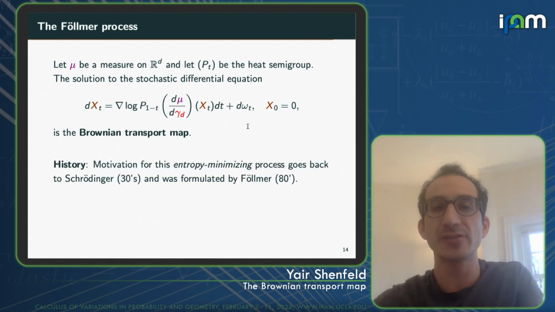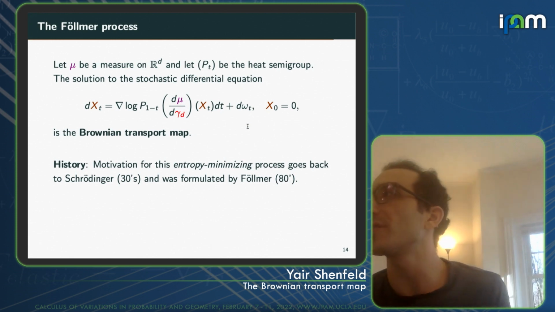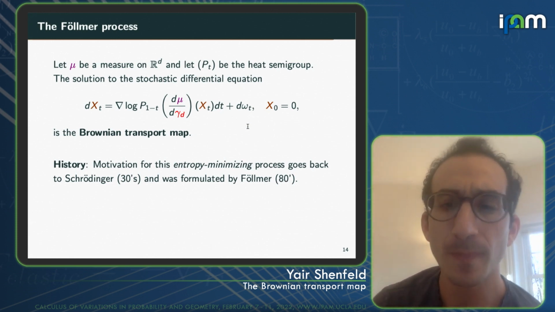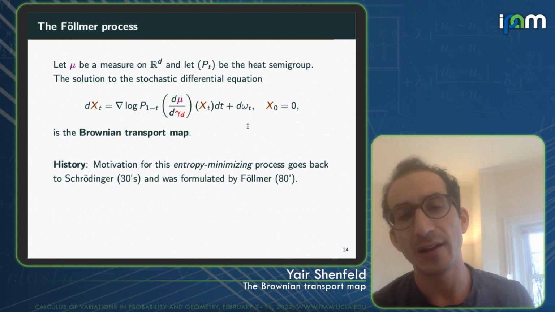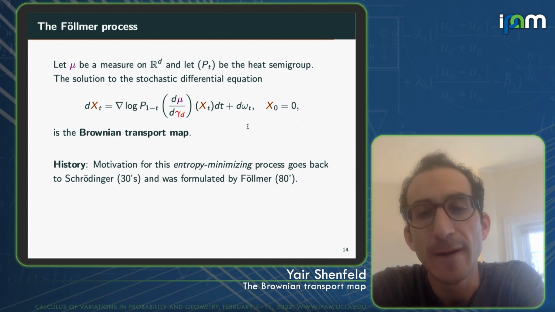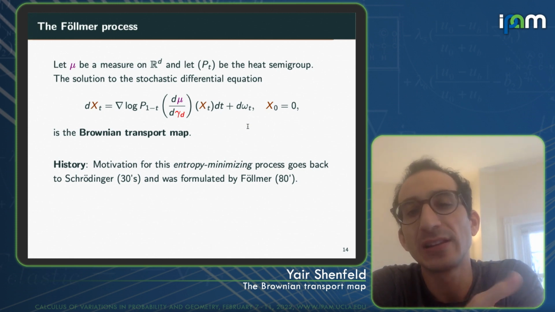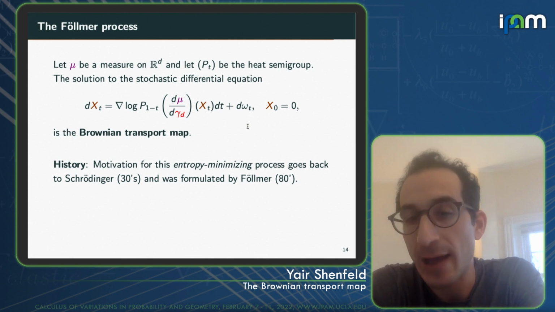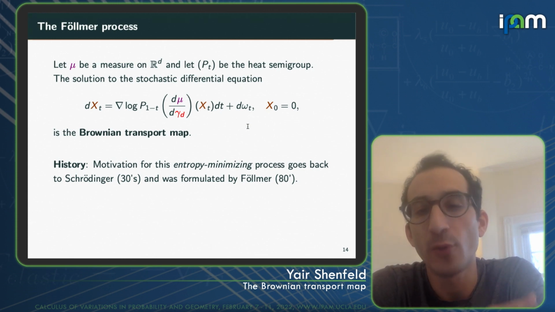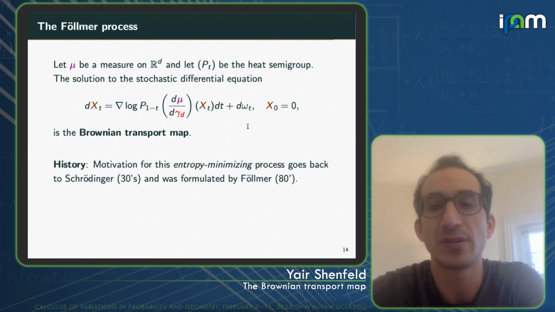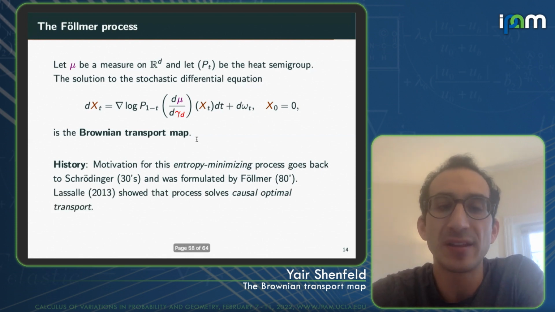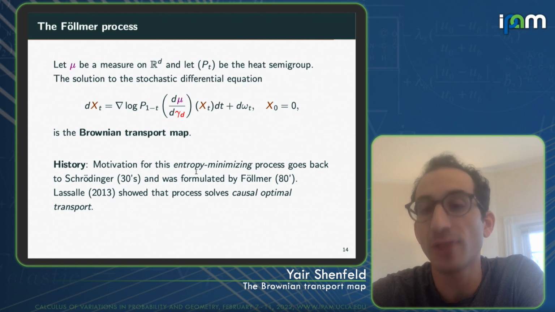So at time 1, for example, although maybe it's not evident from this equation, it's distributed like mu. Now, just a little bit of history about this process, where it's coming from. It goes back all the way to Schrodinger in the context of large deviations. He wanted to know what is the most likely way in which an unlikely event will happen. Then it was formulated by Föllmer as something that has to do with entropy minimization. Then Lassalle showed that this process actually solves the causal optimal transport problem, meaning if you formulate it the way I did before, then this is actually the solution. He did it in even more generality than what I'm showing here.